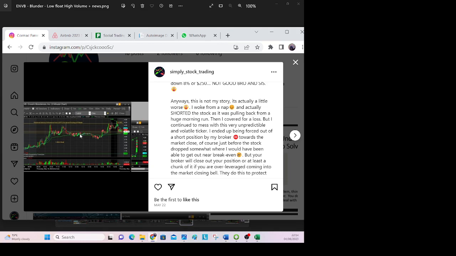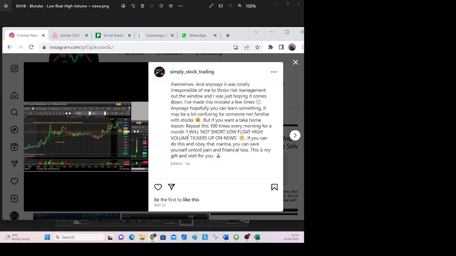I also think I was sizing too big on it, which means I was stopping out a lot. I wasn't comfortable. Then I got sucked into this weakness here, which is naive. And then added here, which is doubly naive. And then held, which is triply naive. I think I added here again, and then my broker stopped me out near the close. Can you believe that? It was just madness, guys. I will not short low float, high volume tickers up on news.